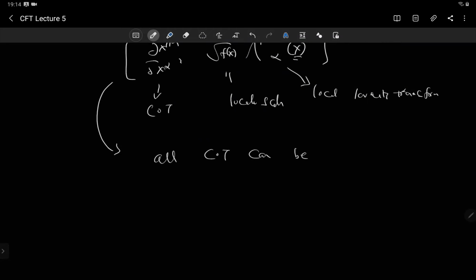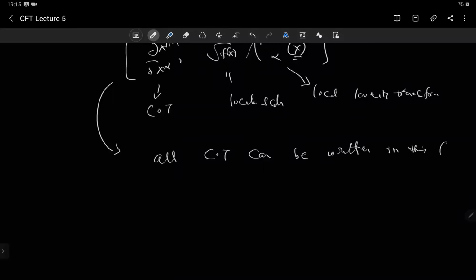So the only non-trivial one was the special conformal transformation, but I think I gave it to you. By the way, I'll send you the exercises as a separate question paper, as a separate assignment sheet. I'm sorry, I forgot to do that. I'll send it by today or tomorrow, tonight or tomorrow.